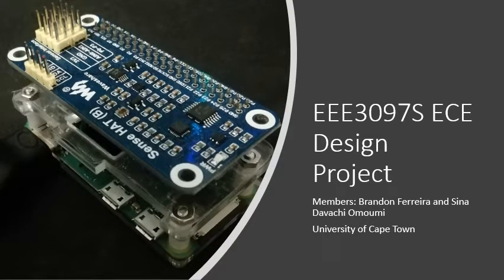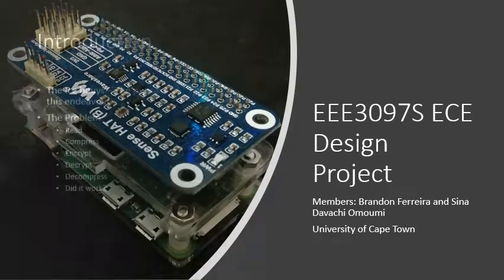My name is Brandon and my partner is Sina, and together we form Group 10 of the EEE3097S design project. Now, what is EEE3097S? Well, this is a course offered by the University of Cape Town and is the Electrical and Computer Engineering students' design project. There are other course codes which represent the other streams of engineering's design project. However, this specific course code is for the Electrical and Computer Engineering students, otherwise known as ECE.